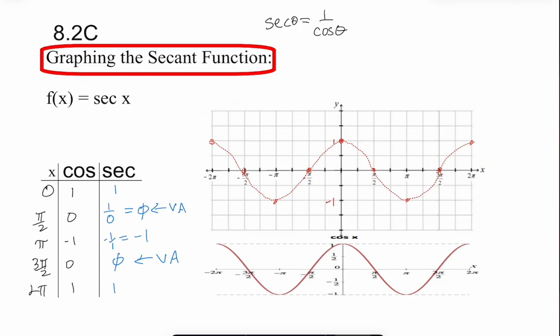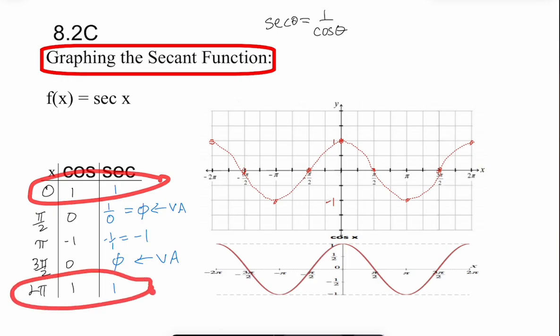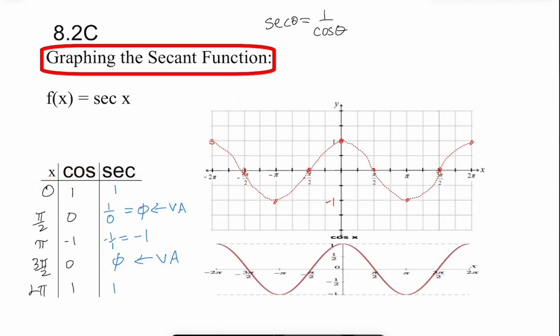So let's analyze what happened. Every place that the cosine was 1, the secant is 1 also. Every place that the cosine was -1, the secant is -1 also. But every place that the cosine hits that middle line, we should have a vertical asymptote.